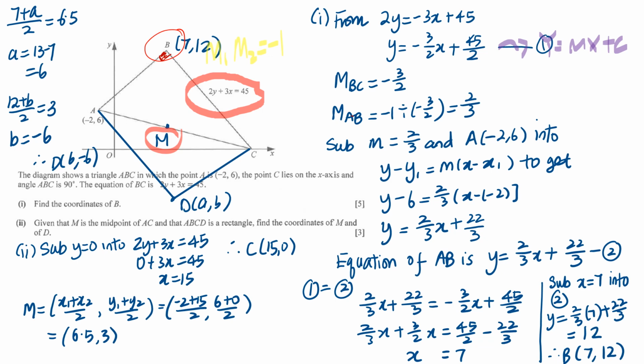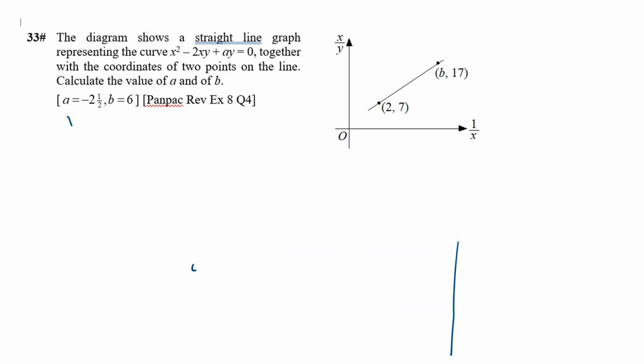So here, there are two concepts involved: the midpoint formula, and also that the midpoints of the diagonals of a rectangle are the same. Besides rectangle, what other quadrilaterals have the same concept? Basically, square, rhombus, parallelogram: the midpoints of the diagonals will be the same. So you can use this midpoint formula.